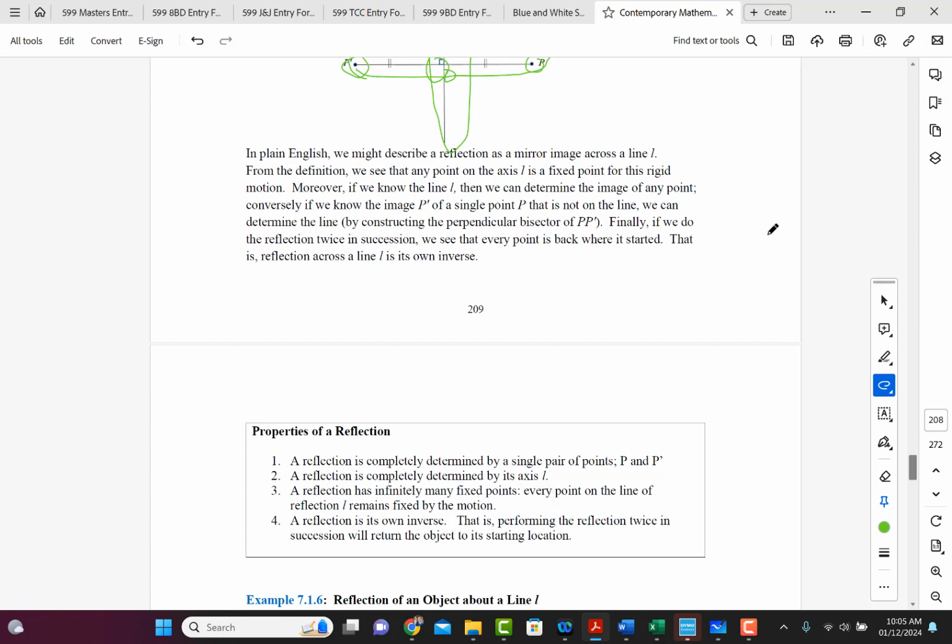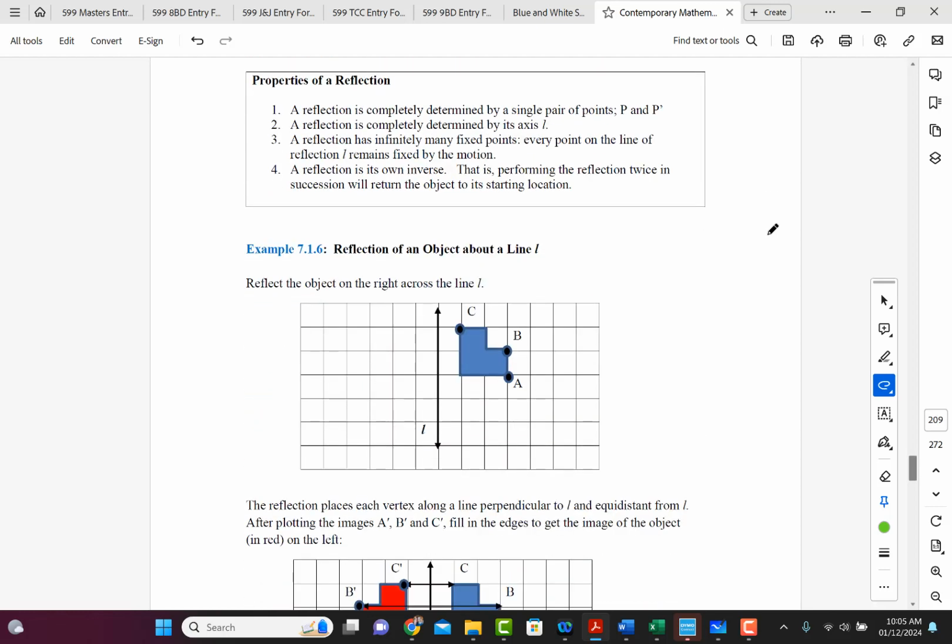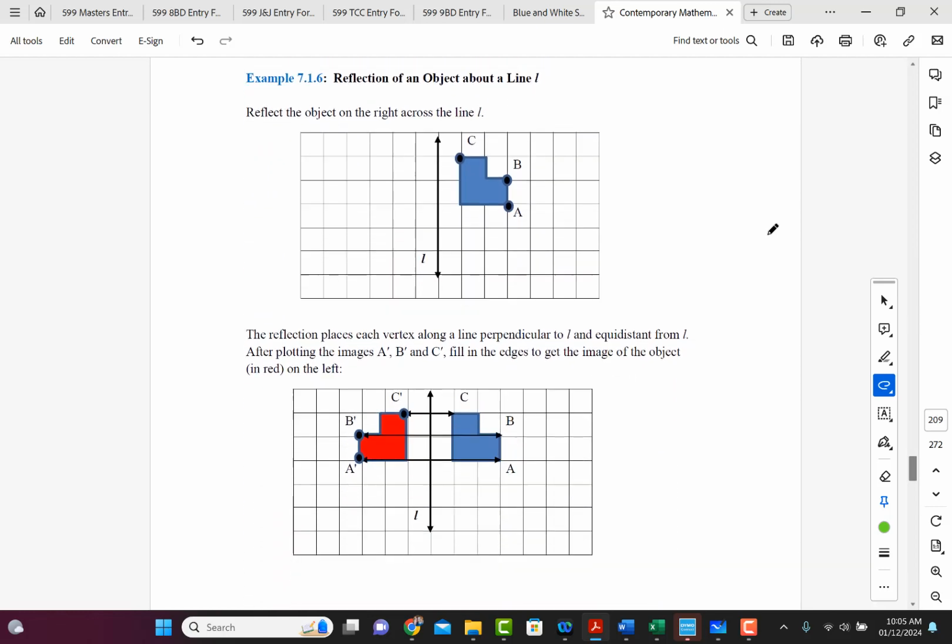Okay, and then 4, a reflection is its own inverse. That is, performing the reflection twice in succession will return the object to its starting location. Okay, so let's look at an example. Okay, so here we go.